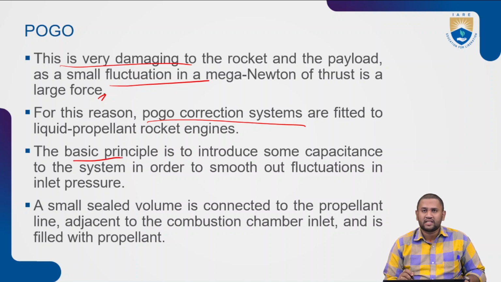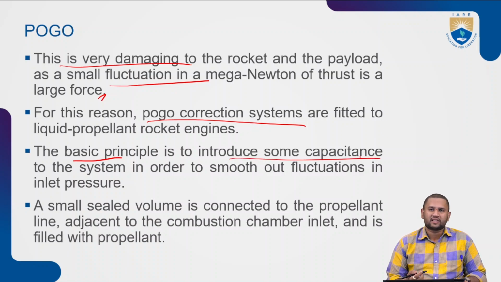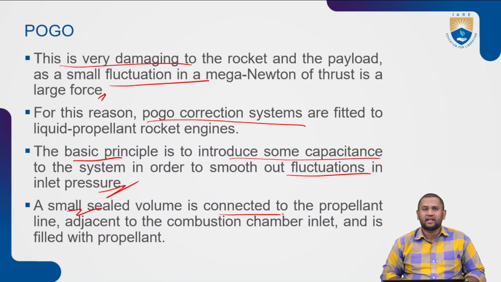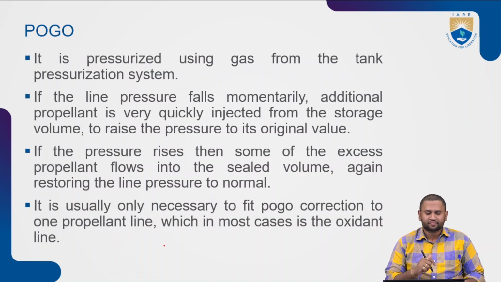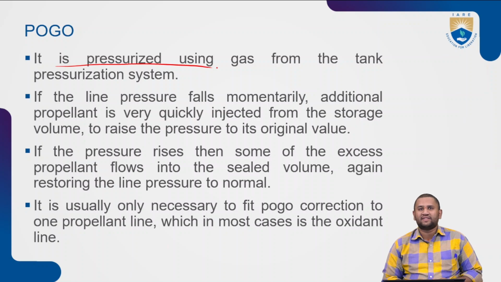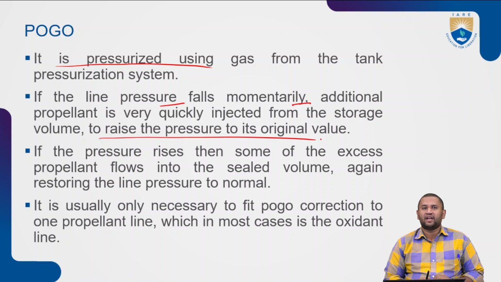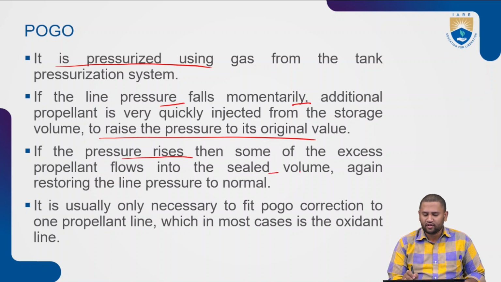The basic principle is to introduce some capacitance systems in order to smooth out the fluctuations, particularly in inlet pressure. A small sealed volume is connected to the propellant line adjacent to the combustion chamber inlet and is filled with propellant. It is pressurized using gas from the tank pressure system. If the line pressure falls momentarily, additional propellant is very quickly injected from the storage volume to raise the pressure to its original value. If the pressure rises, then some of the excess propellant flows into the sealed volume, again restoring the line pressure to normal.